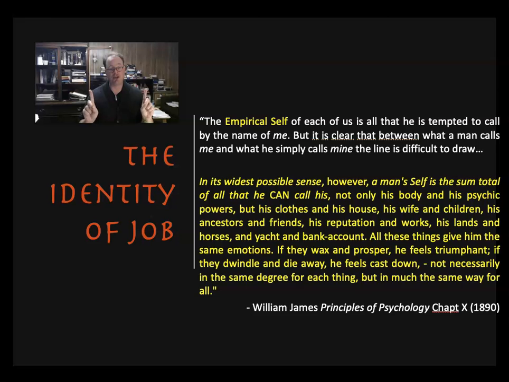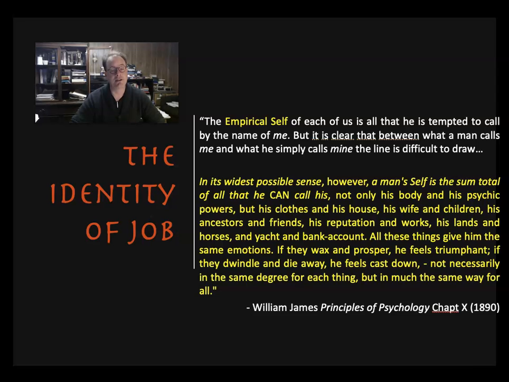And here's the thing, for Job, what he has is going to be taken away. And it's not just taken away physically from him, but it's starting to, you could say, deconstruct his own identity, or obliterate his own identity in the process of those things being taken away. And so James says this: the empirical self of each of us is all that he is tempted to call by the name of me. Right? And what do we call by the name of me? All the things we possess.